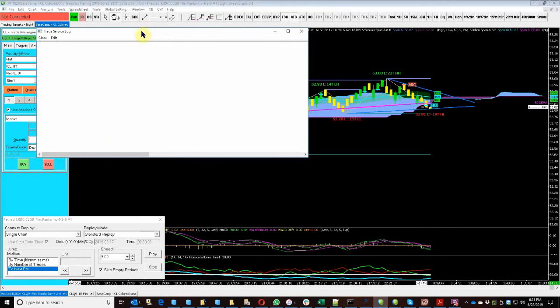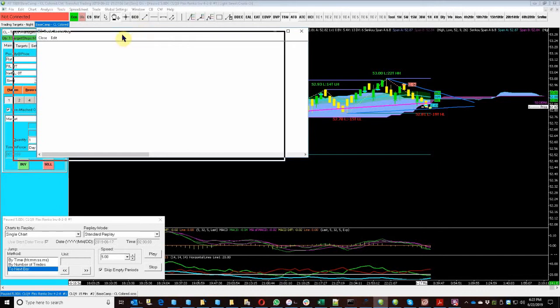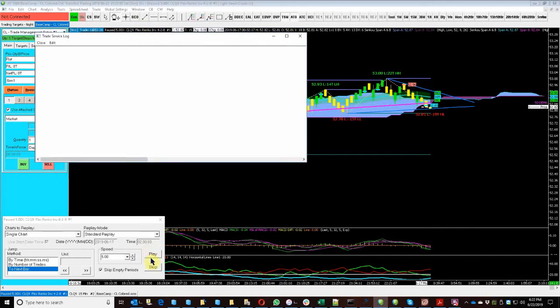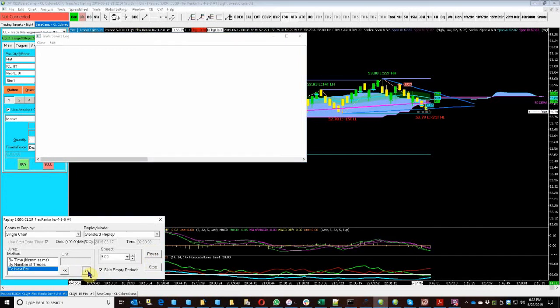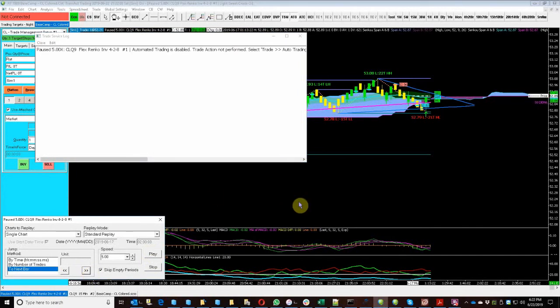I'll just move it out of the way here so you can see it. So you've gone forward a couple of bars. Here you got one. Okay, so it signaled a trade, but you didn't get into a trade. Why? Well, there we go. It says automated trading is disabled. Trade action not performed. So select trading, auto trading enable global / chart to enable. So that's pretty clear. Oops, I forgot to turn that on. So now the next trade will trigger.